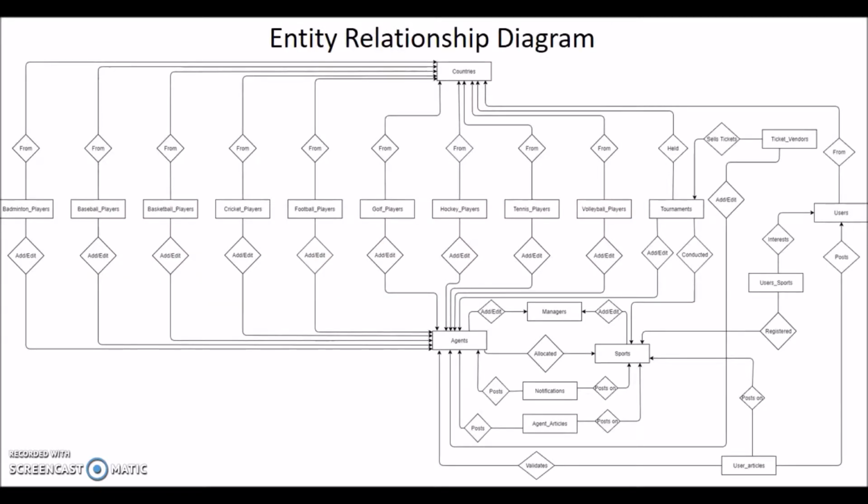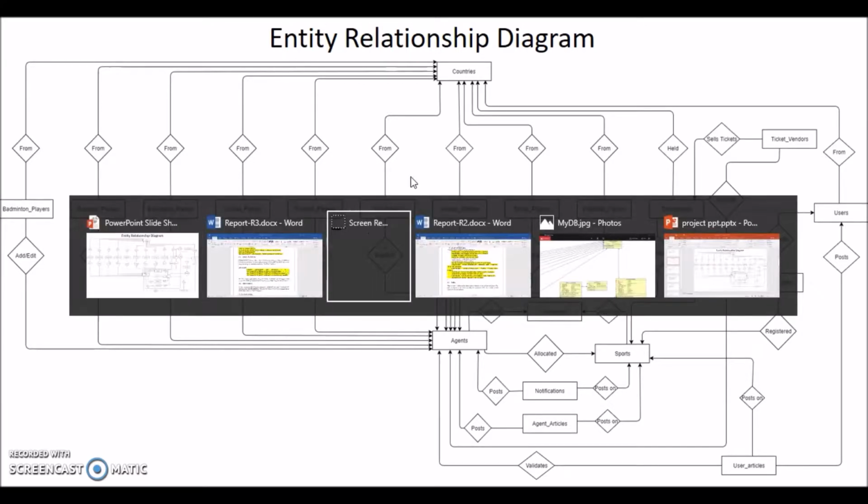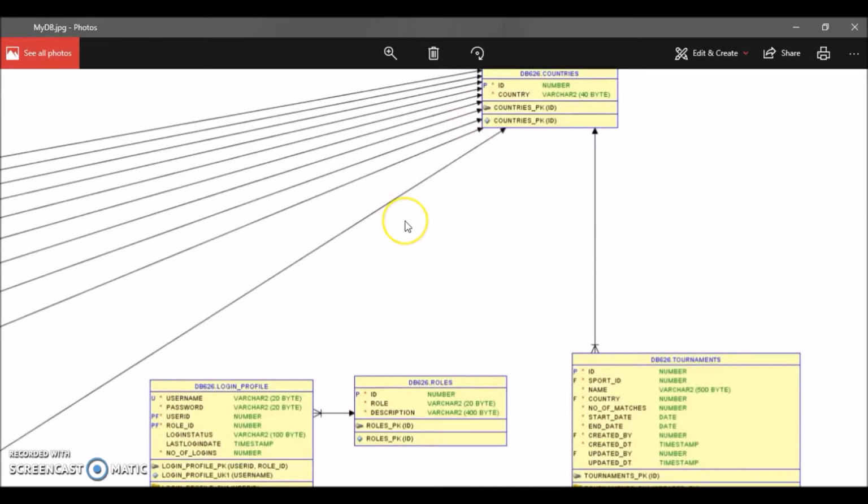Coming to the entity relationship diagram, this depicts the relationship between different tables. We have 22 tables, and it also gives the information on whether the relationship between the different tables is one to one, one to many, or many to one. Coming to the logical design, it gives the different data types assigned for the attributes, along with whether the attribute is a primary key, a foreign key, or a unique constraint, and also the relationship between different tables.